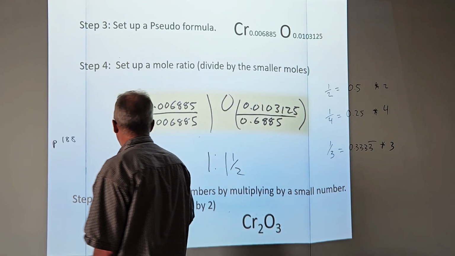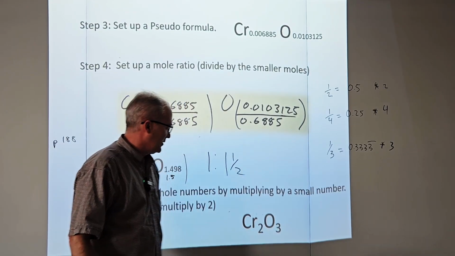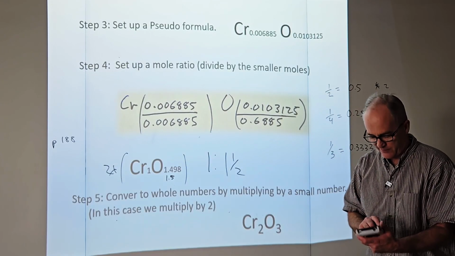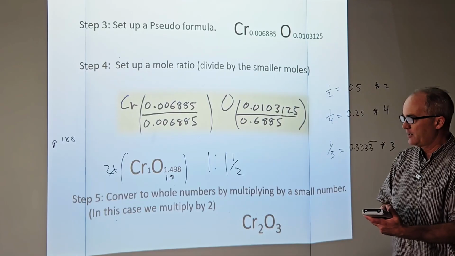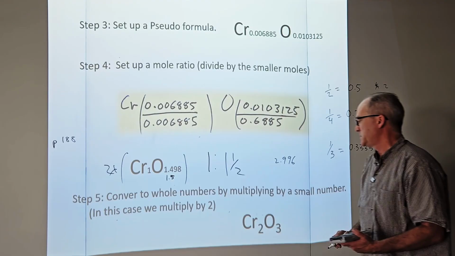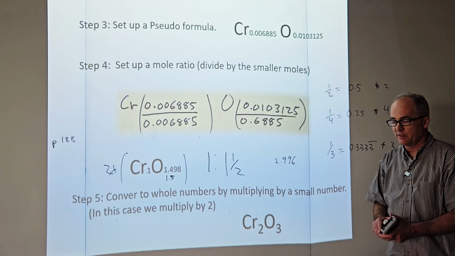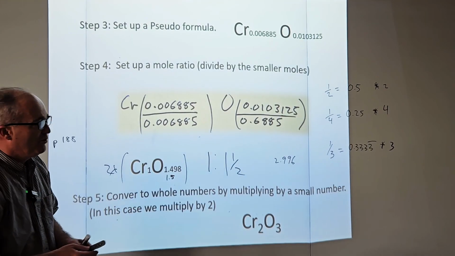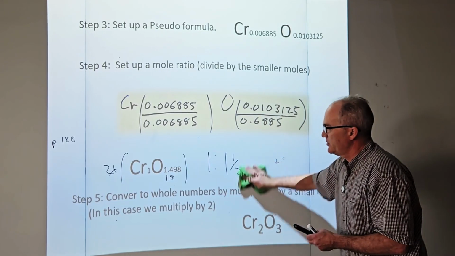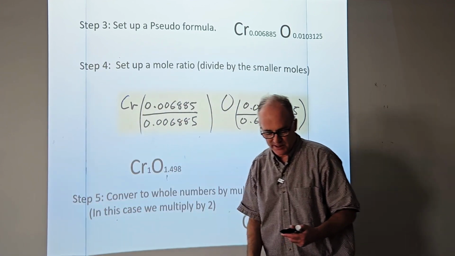So when I multiply this by 2, this 1 gets multiplied by 2, so I have Cr2. And what's 2 times 1.5? And actually, if I just did this, let me try it out. I actually get 2.9996. And we're going to say, what's the closest whole number? And we're going to get to 3. So we'll do more empirical formulas. We can do it by percent mass data. We can do it with just raw mass numbers from an experiment.